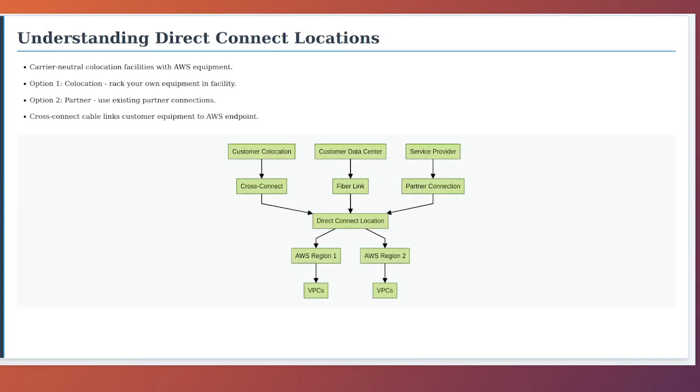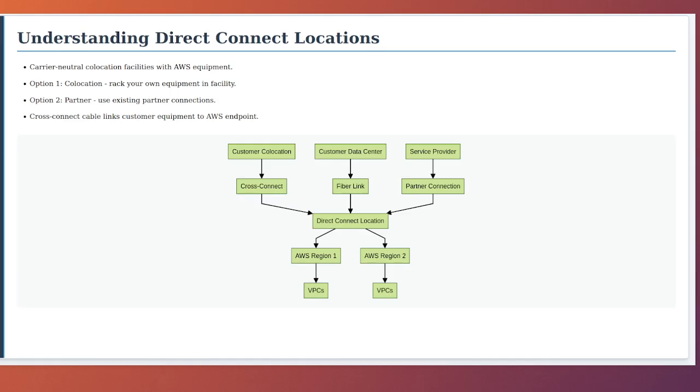Understanding Direct Connect locations. AWS Direct Connect locations are the physical facilities where you establish your connection to AWS. Understanding how these locations work is essential for planning your Direct Connect implementation. Direct Connect locations are strategically placed carrier-neutral colocation facilities around the world. AWS partners with these facilities to install networking equipment called AWS Direct Connect endpoints. These endpoints are essentially the entry points into the AWS network. The locations are chosen based on geographic distribution to ensure customers worldwide can access Direct Connect services with minimal latency.